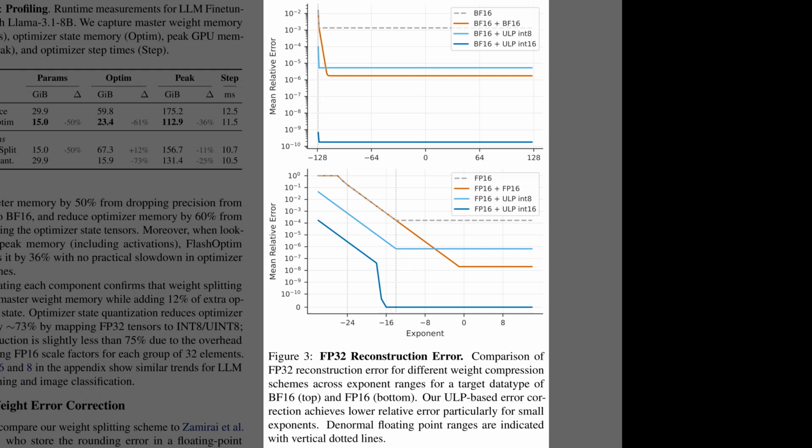Well, given those memory savings, Figure 3 validates that the numerical precision remains high enough for training. The plots show the mean relative error across different exponent values, with the top panel targeting BF16. The gray dashed line illustrates the standard error for BF16, which is quite high. By comparison, the light blue line shows the proposed method using an 8-bit integer correction. It drops the error significantly, performing almost as well as the orange line, which uses a full 16-bit floating point correction. This proves that the compact 8-bit term is sufficient to preserve model accuracy.